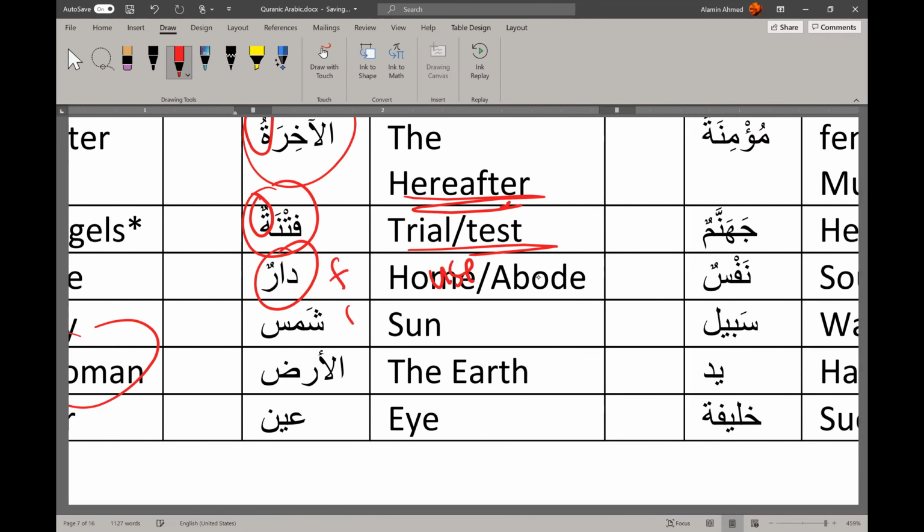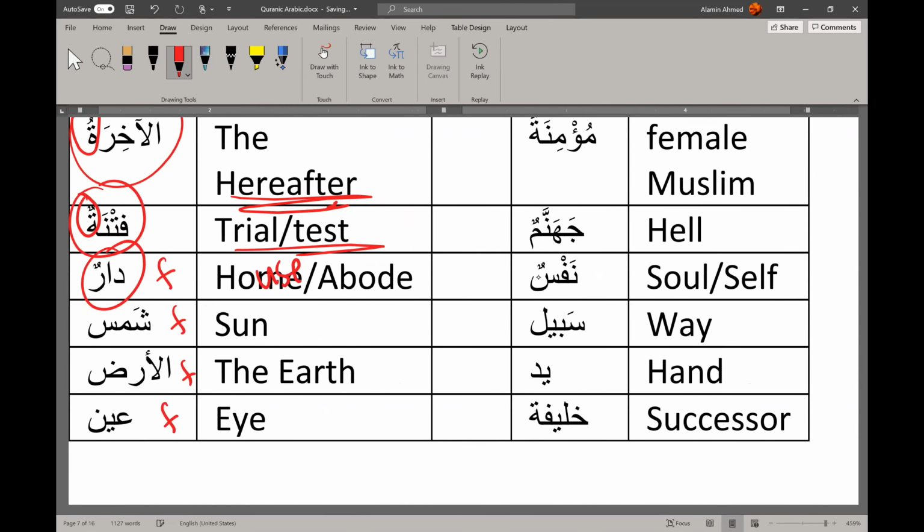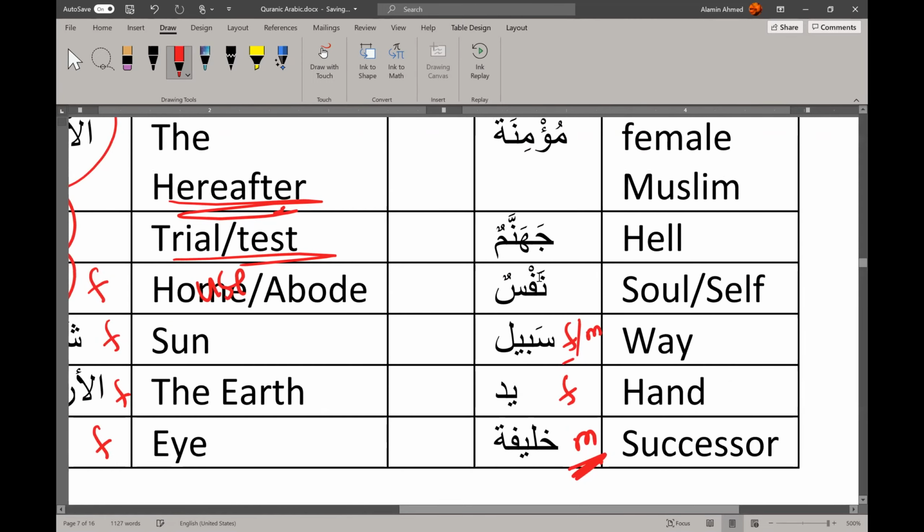So these words, when you memorize, make sure you memorize them with this concept. So dar would be feminine, shams would be feminine, al ard would be feminine, ain is feminine. Khalifa is masculine. Yad is feminine. Sabil can be feminine and masculine, both ways. If you see somebody using sabil as masculine, don't worry too much about that. Nafs is feminine. Jahannam is feminine.